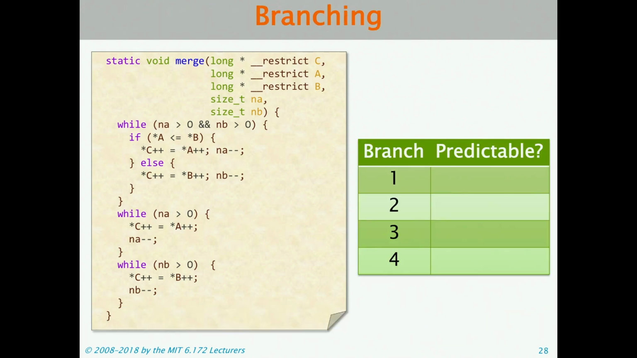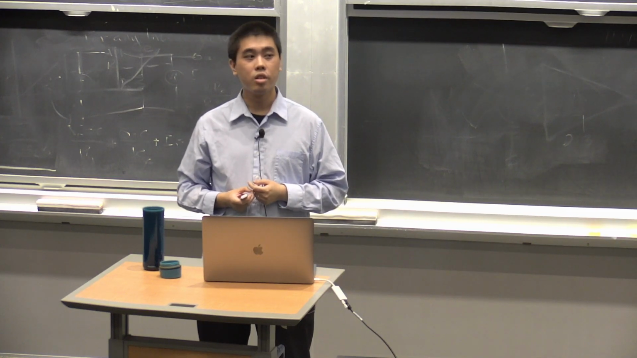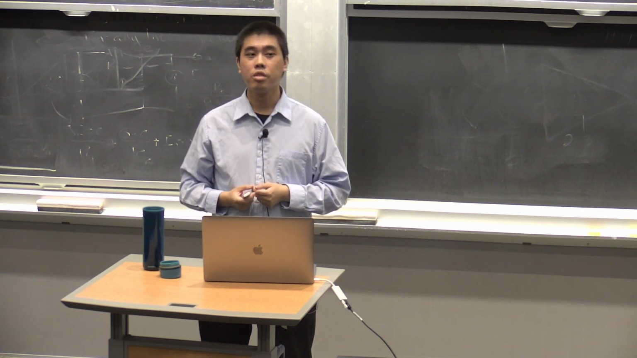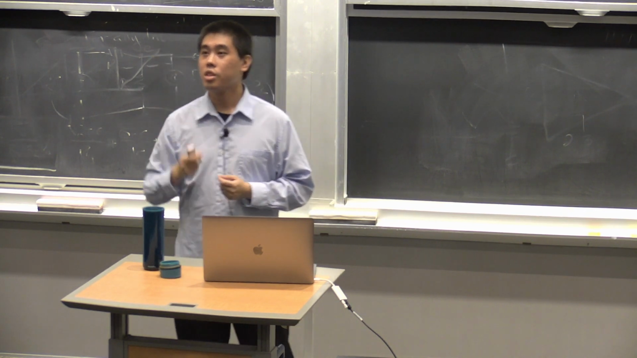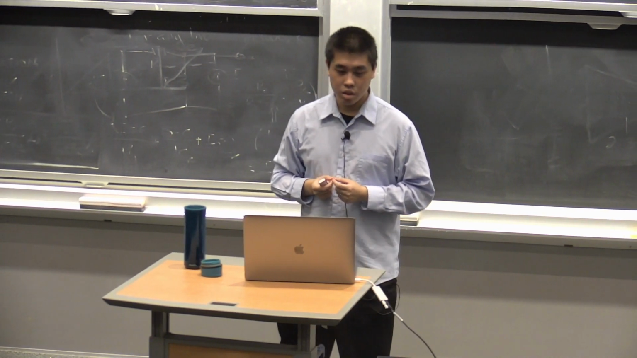So let's look at each of these branches to see if it's predictable. A predictable branch is a branch that most of the time returns the same answer, and only rarely does it return a different answer. And an unpredictable branch is one where it sometimes returns one value and sometimes returns another value, and you can't really predict it. So let's look at the first branch. Does anyone know if this branch is predictable? Yes. That would be unpredictable because it depends on what input you're given.